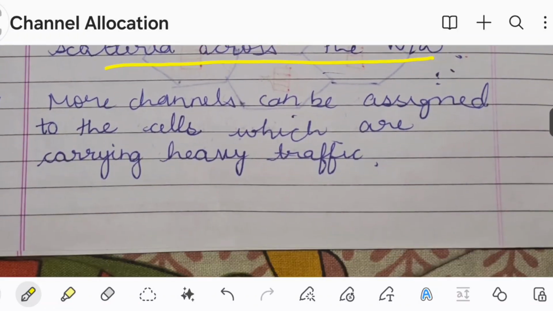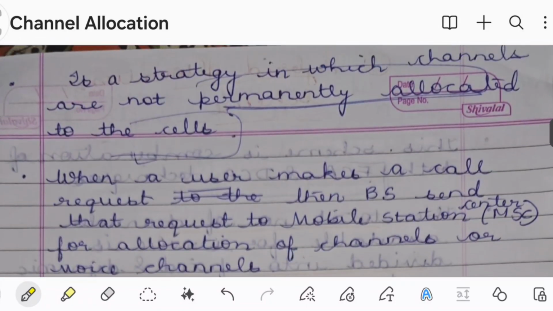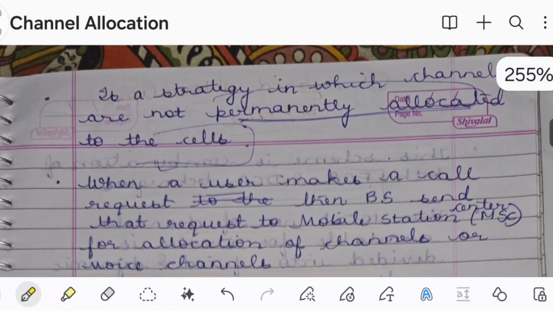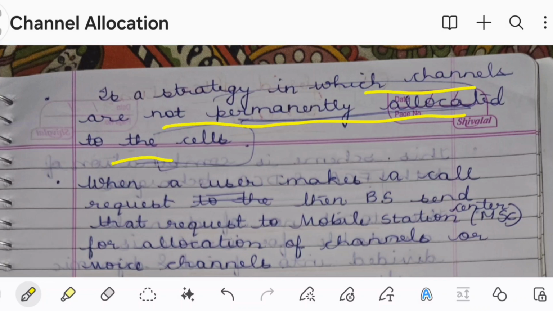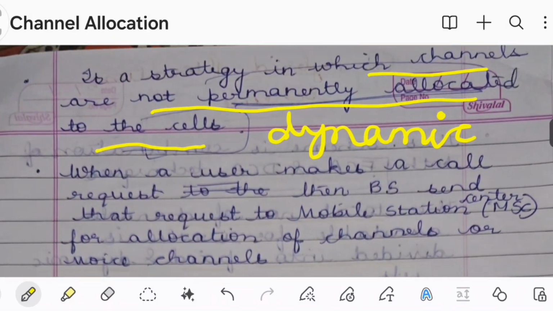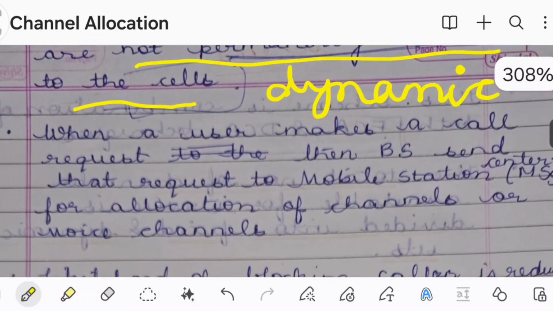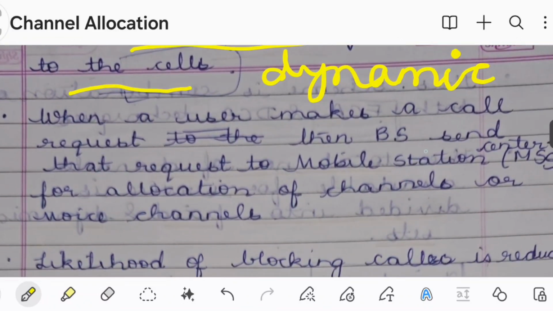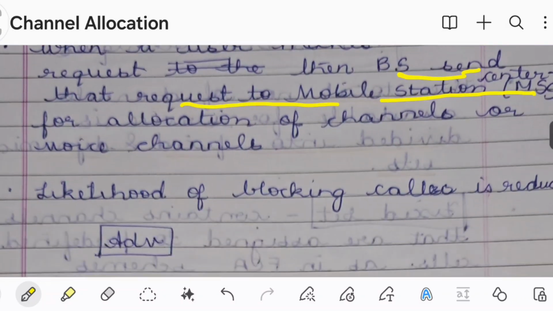Now this is also important: dynamic is a strategy in which the channels are not permanently allocated to the cell. That is why it is known as dynamic, because the channels are not fixed. They are allocated on demand. Basically, when a user makes a call request, the base station sends that request to the MSC for allocation of voice channels.